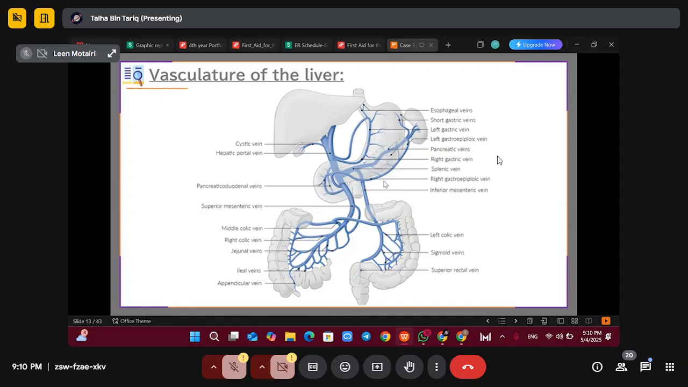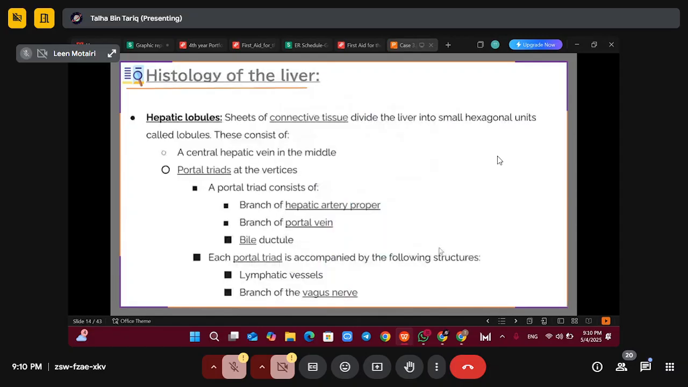Okay, so this was regarding the blood supply. Now let's move towards the histology. Now we all know the liver, and the liver has some hepatic globules, and we all have heard about them. What's so special about them? Basically, these are sheets of connective tissue, and they are dividing the liver into small hexagonal units, as I said, and all of these have a central hepatic vein in the middle.